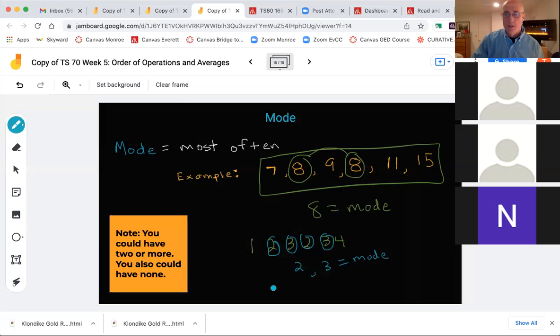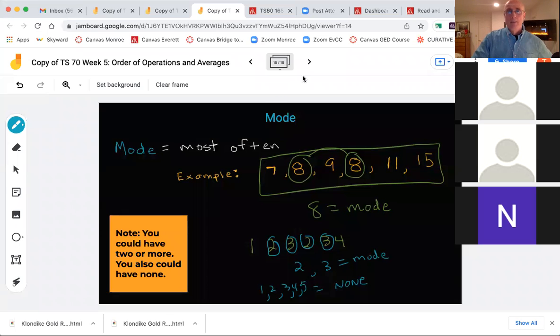And likewise, in the example 1, 2, 3, 4, and 5, if they ask you what's the mode of this group of 5 numbers, you would say there's no mode. Okay, so it is possible, just know that. Likewise, you could have 3 different modes. You could have 15 numbers and 3 of them appear more than once, okay?